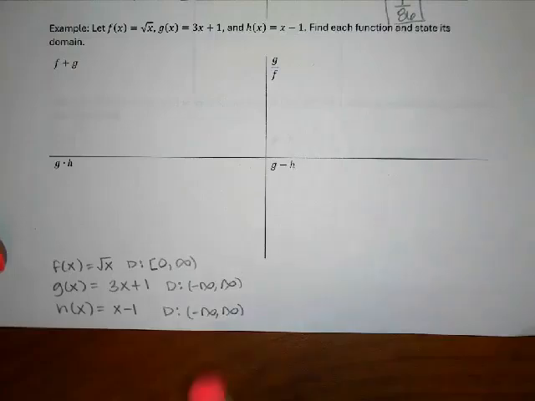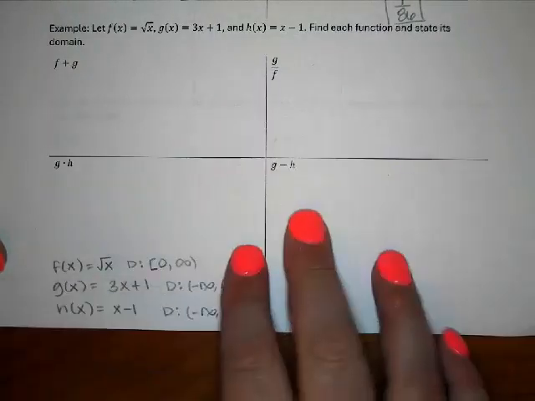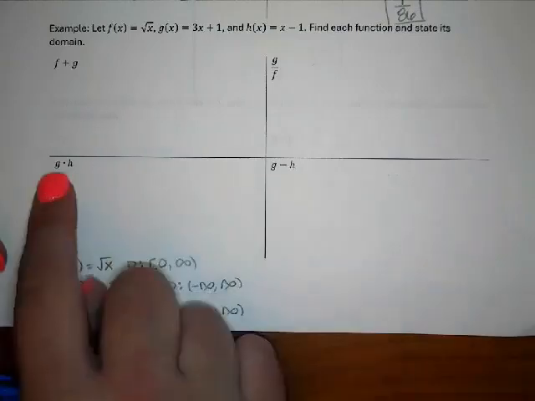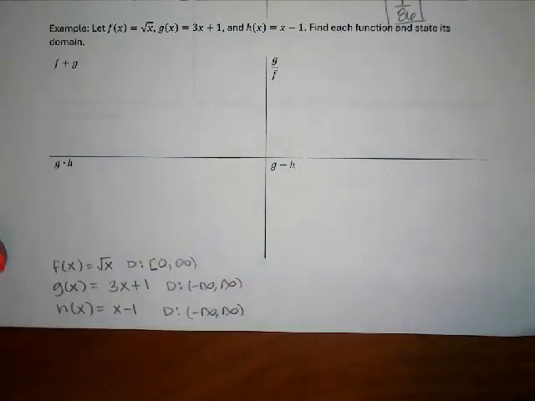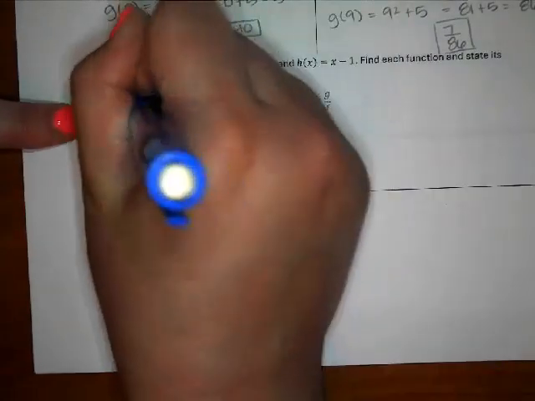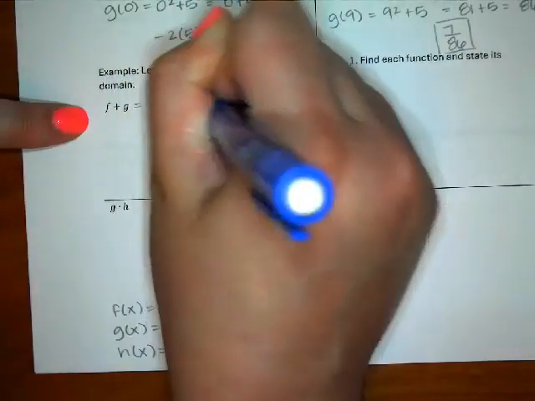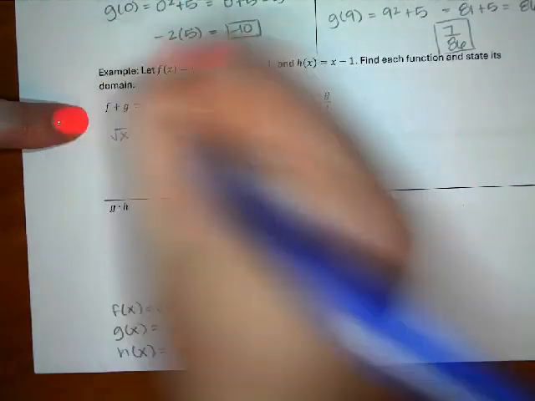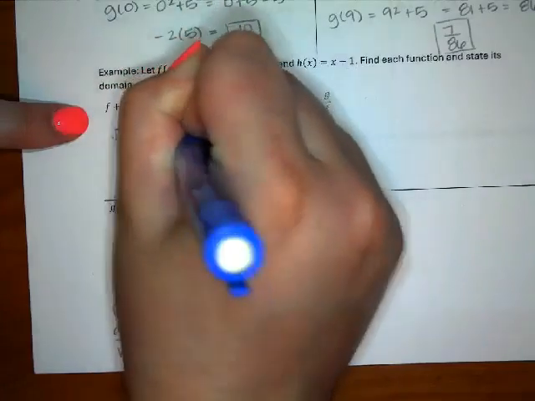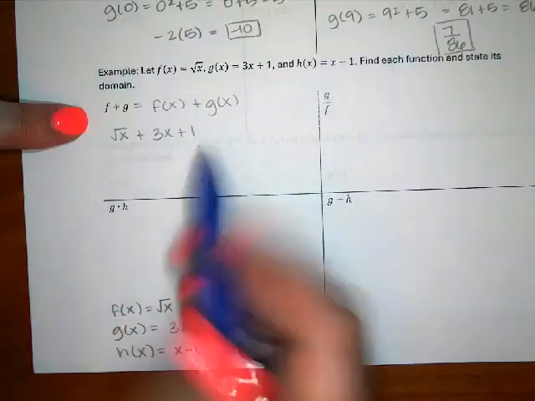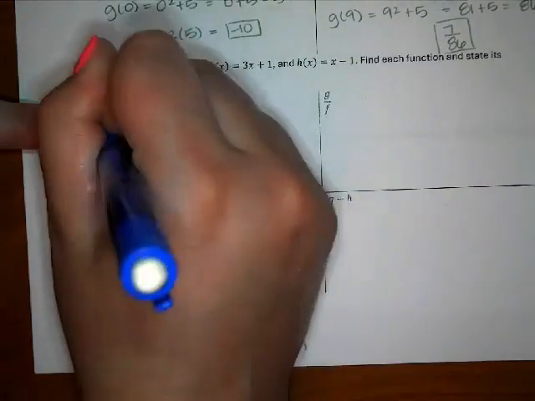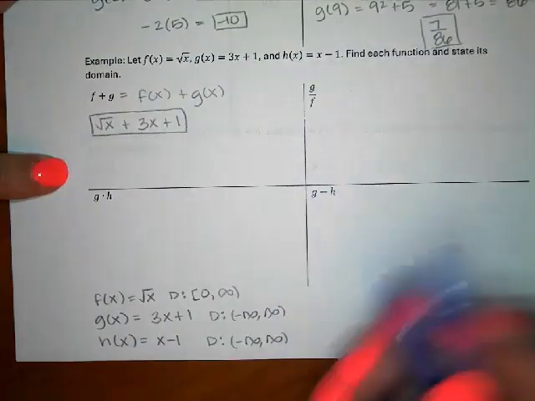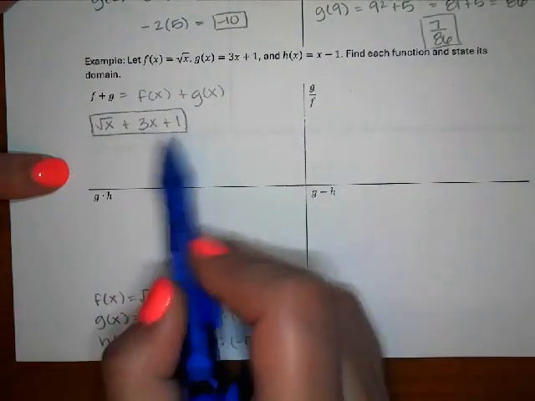I'm going to keep these in mind as I go through and do these examples because it's going to help me find the domain for these kind of combined functions where it's two of the functions written together. So f plus g means f of x plus g of x. And so here f of x is square root x, g of x is 3x plus 1. None of those can be combined, and so this is just my answer. And so now I need to say what the domain is. So I have one piece that's all real numbers. I have one piece that is 0 to infinity.